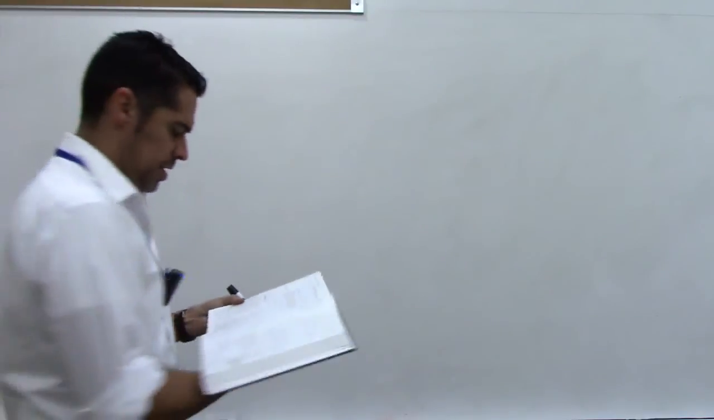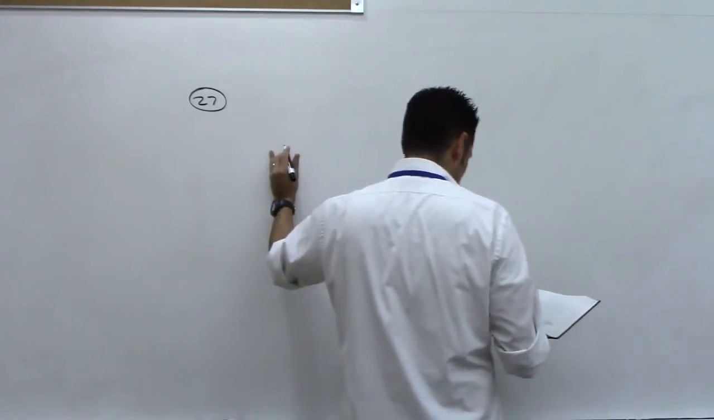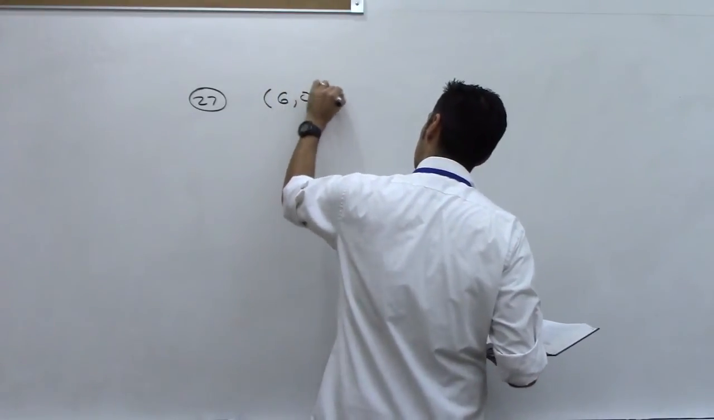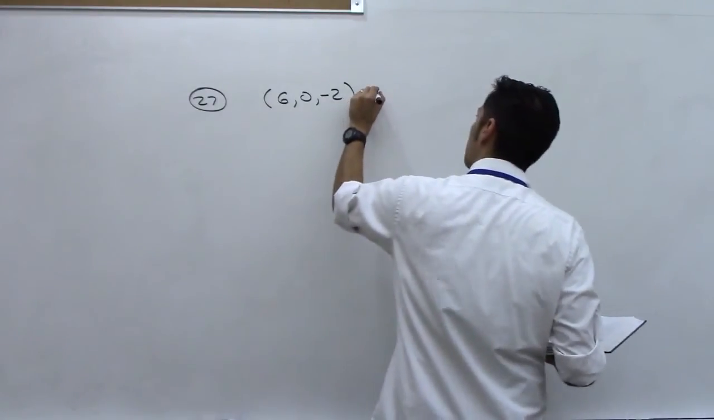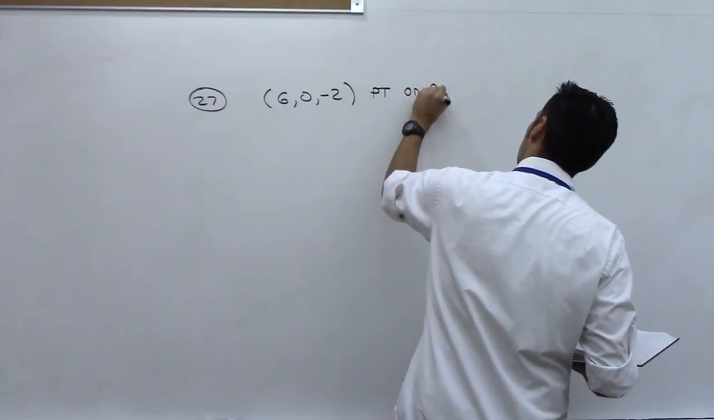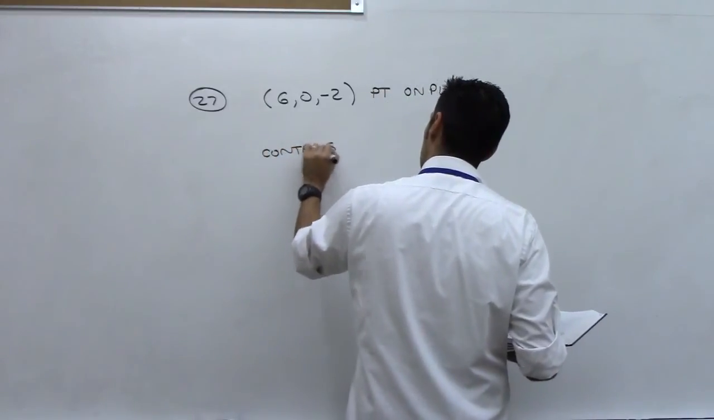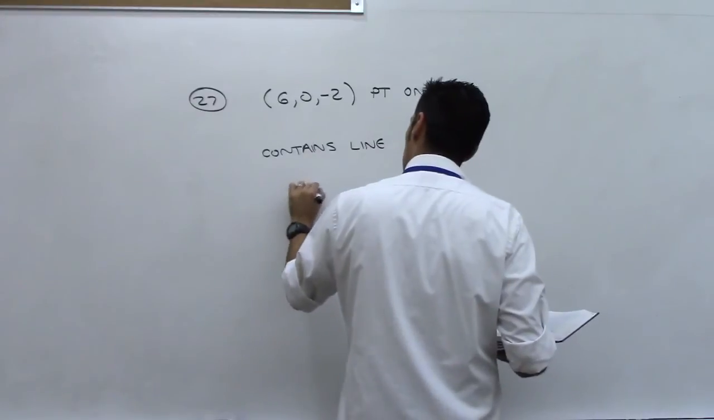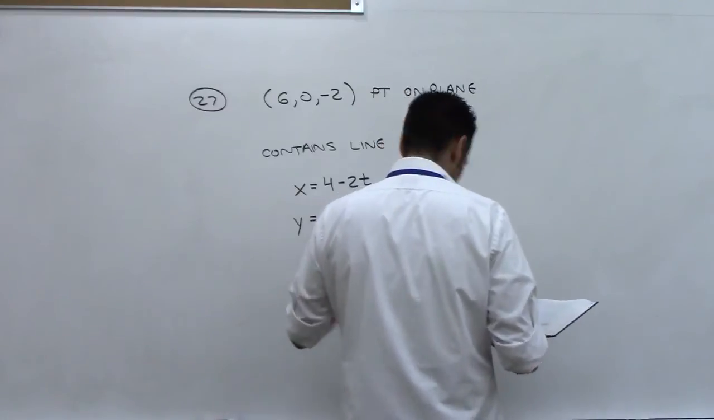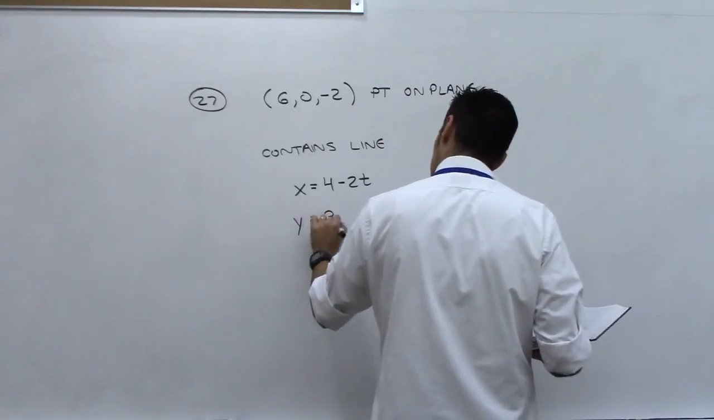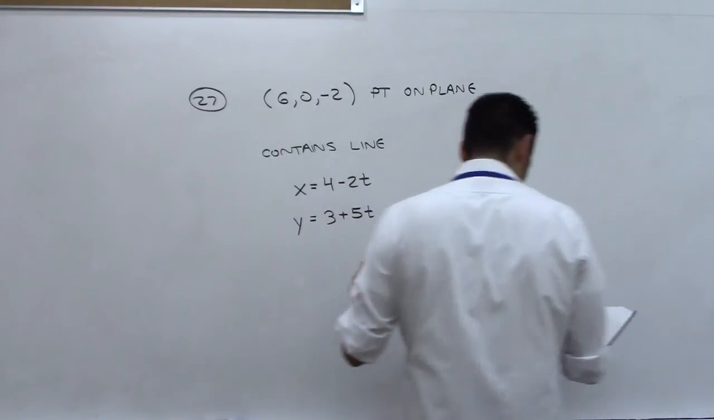Going to do number 27. So we have a plane that passes through a point, which, good, we have a point given to us. And it contains the line. So this is a point that's on the plane. And the plane that we're looking for contains the line x equals 4 minus 2t, y equals 3 plus 5t, and z equals 7 plus 4t.